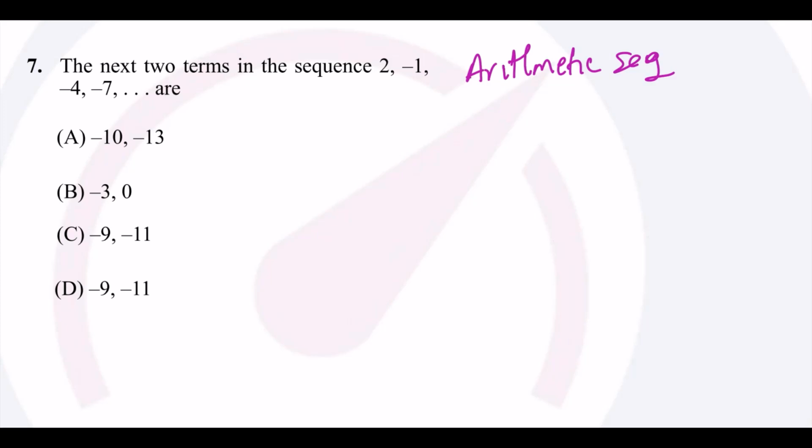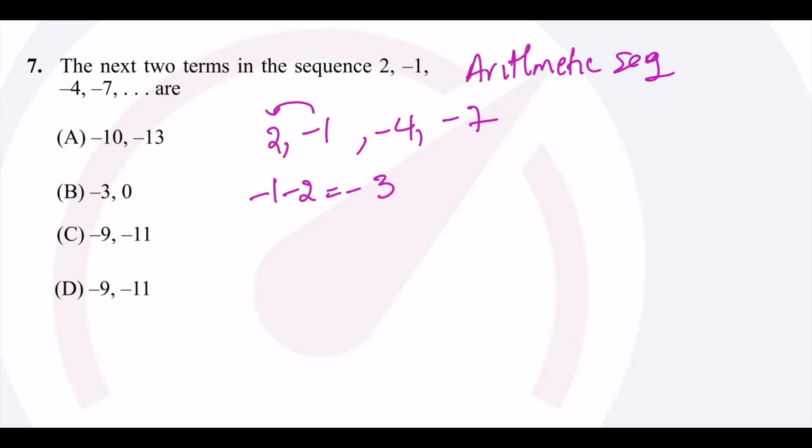Let me put it best. Let us subtract the term before by the term after. So for example, in this case we have 2, -1, -4, -7. So we can say -1 minus 2. So -1 minus 2 gives us -3. Now this -3 is a common difference.